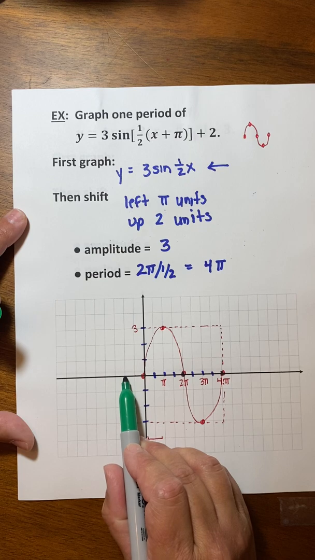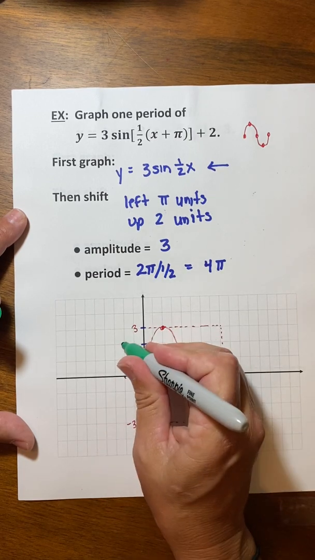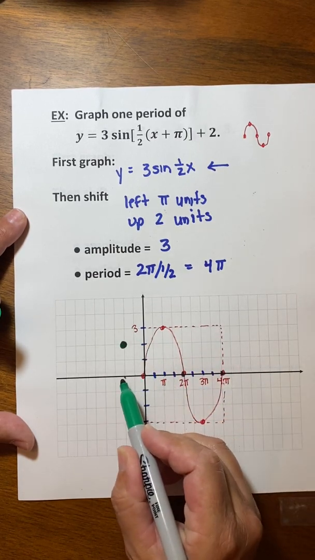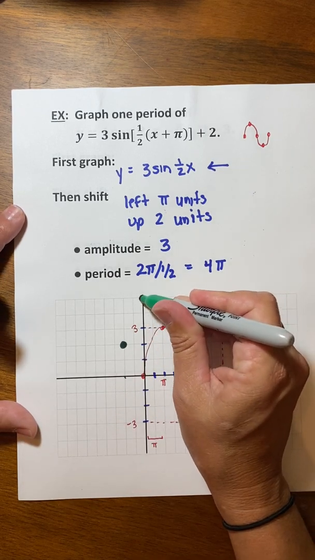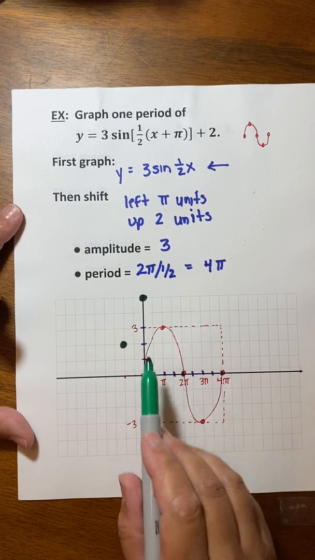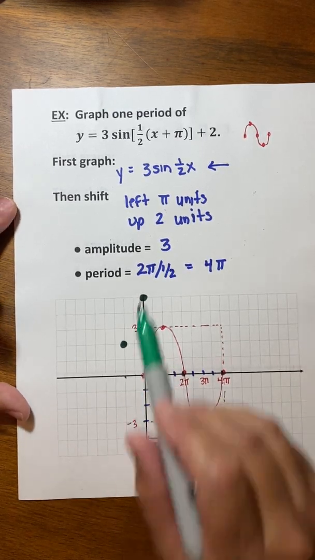So 2 blocks to -pi, and then I'm going to go up 2. So this point moves over pi, up 2. This guy's going to move over pi, up 2. So my new y-intercept is (0, 5). And we can always plug that in.